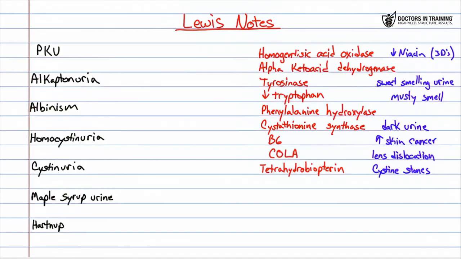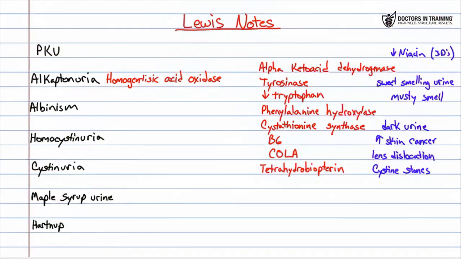First we have the homogentisic acid oxidase. So you look at that and you think, whoa, they both have homo in them, they must go together. This actually does not go with homocystinuria. This actually goes with alkaptonuria. So remember the homogentisic acid, all that stuff goes with alkaptonuria.